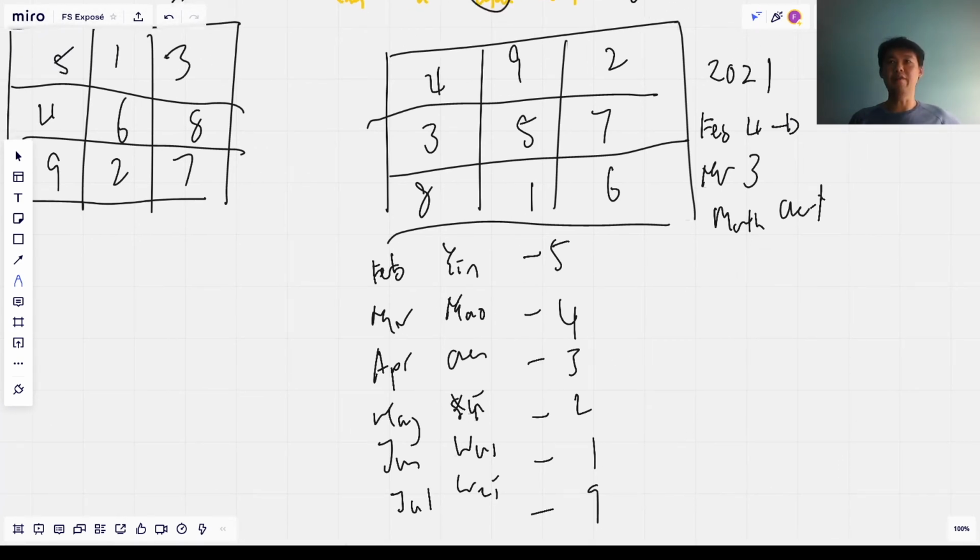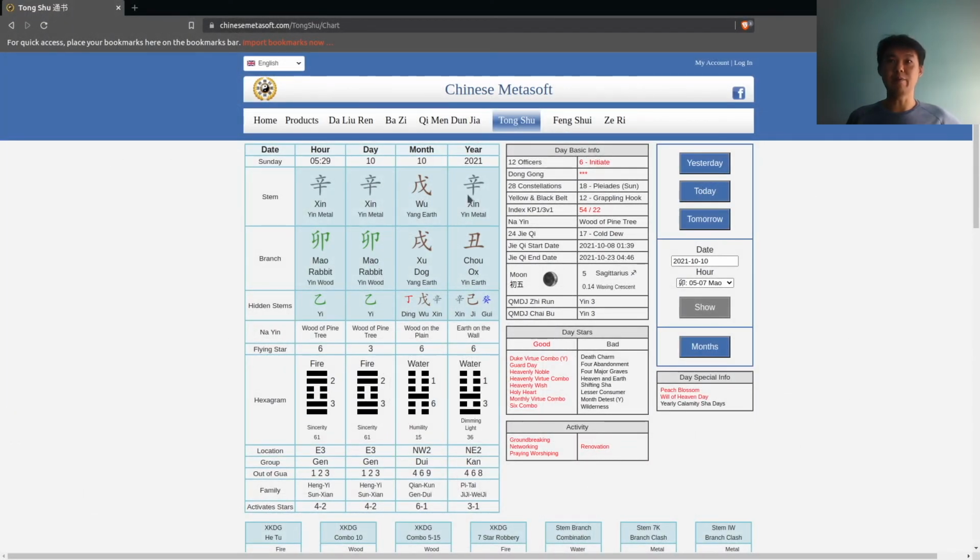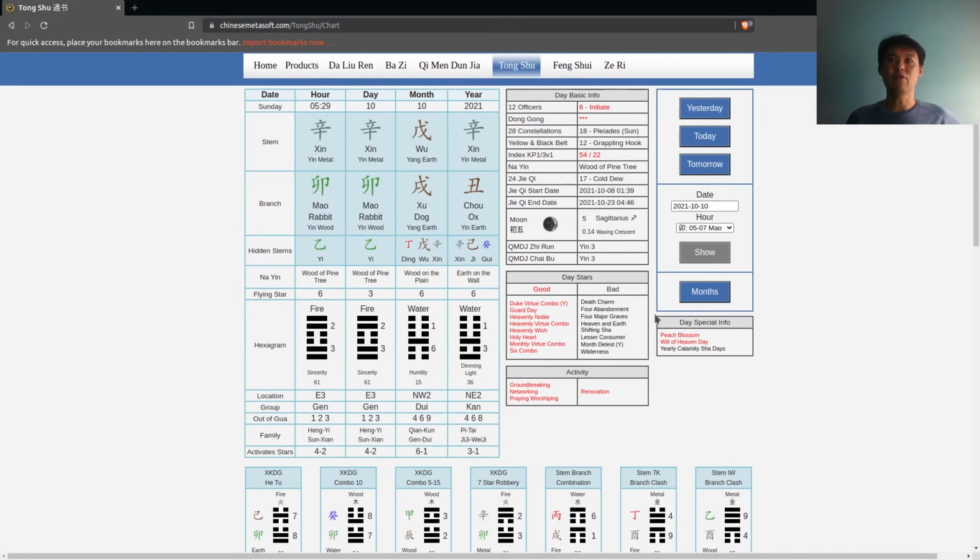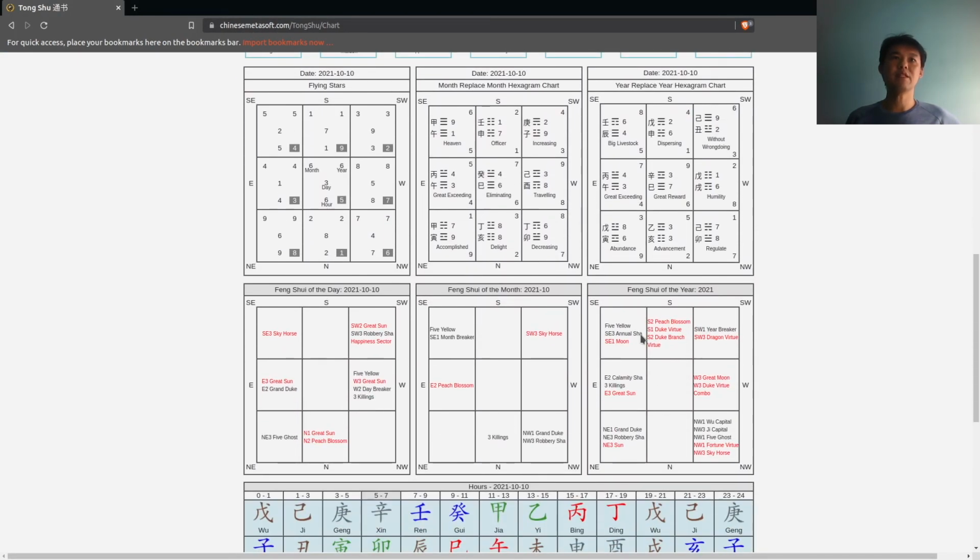As to the day and hour chart, normally we don't really use it. It's mainly used for selection, when you need to activate a certain thing, or you need to do renovation, and you want to make sure that to the most granular detail, you don't get a 5 or a 2 for the hour and the day. Normally you can find it in Feng Shui, or one of the alternatives you can look at is Chinese Metaphysics, Chinese Metasoft. I think this is the only free one that I can check. It includes the hour and the day.